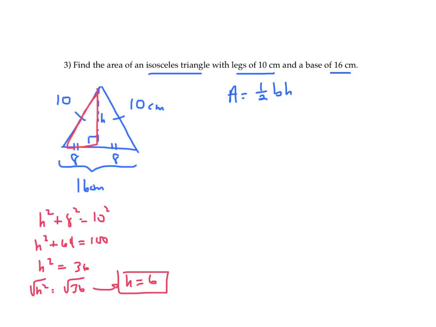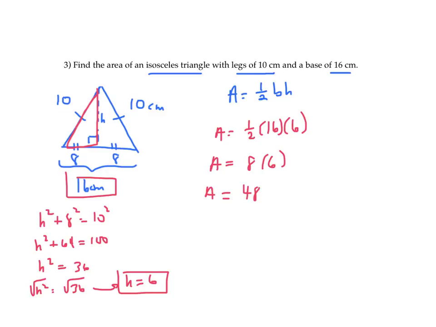So we have the height, we have the base, put those numbers into the formula for the area of this triangle. So I'm going to do 1/2 times 16 for the base times 6 for the height. So half of 16 would be 8 times that 6. We get the area of this whole triangle is 48 square centimeters.